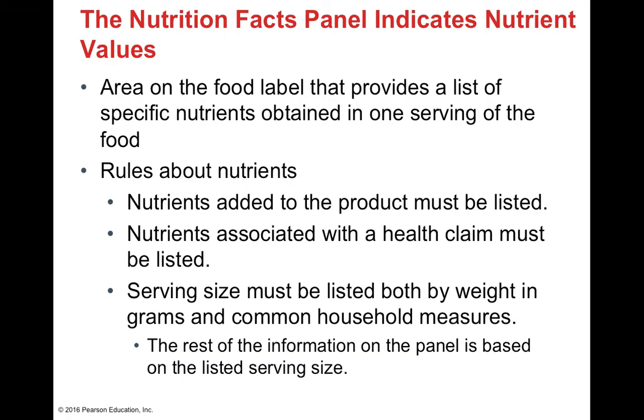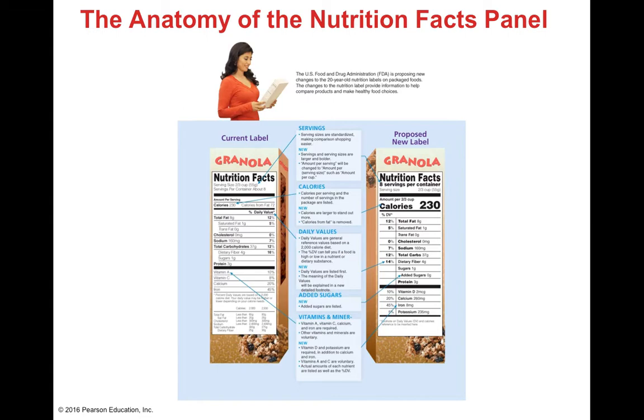Additionally, on the food label, there's a specific region that has a list of all of the nutrients that are obtained if you were to eat one serving of the food. All nutrients added to the product must be listed, and any nutrients associated with a health claim must be listed. Serving size also has to be listed both by weight in grams and by your common household measures. So you'll see it depicted in 2 different weights. And then everything else that's on the panel is going to be based on the listed serving size. So even if there's 5 servings per container, everything's going to be based on 1 serving. And that way you're able to have some proportionality.